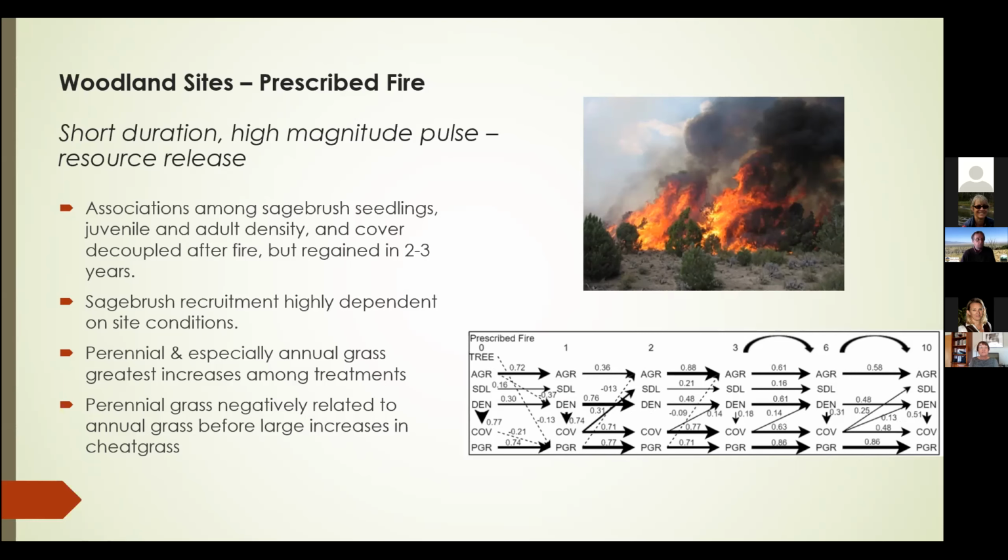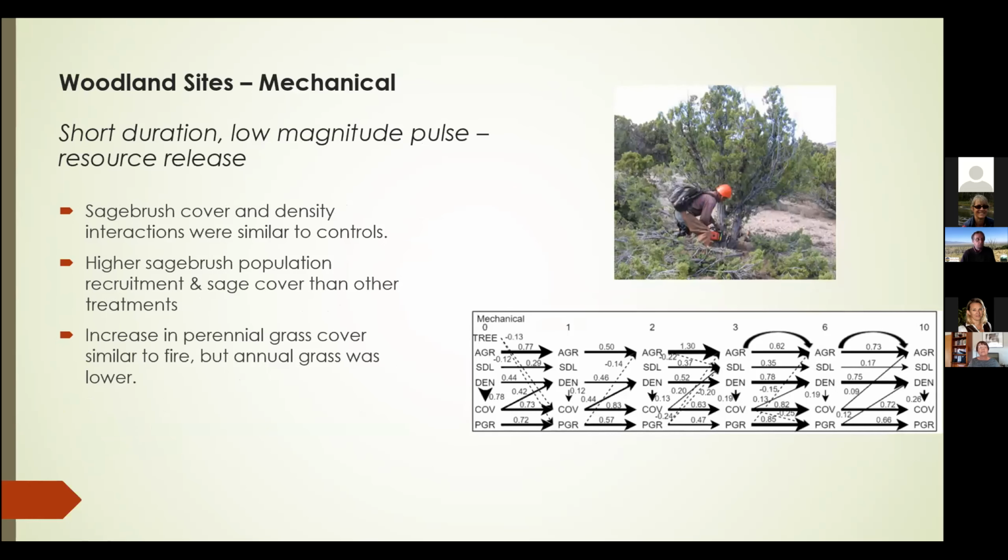In the fire treatment, we saw fairly large increases in our perennial grasses, but we also saw large increases in the annual grass. And in fact, the increases in grasses in general were as high as any of our observed treatments. One of the things that we have observed elsewhere, and that I think is significant here, is that perennial grass was negatively related to annual grass in several different time steps before we started to see large increases in those annual grasses.